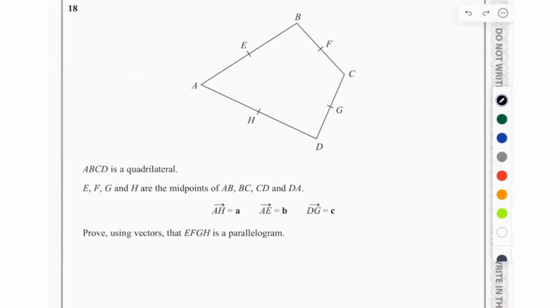Question 18 says E, F, G, and H are the midpoints of AB, BC, CD, and DA. AH equals a, AE equals b, and DG equals c. Prove using vectors that EFGH is a parallelogram. So let's connect the lines first.